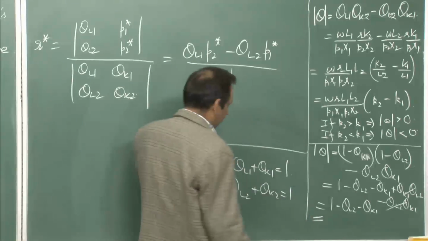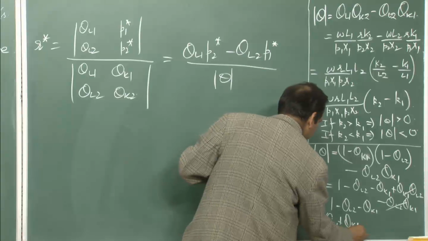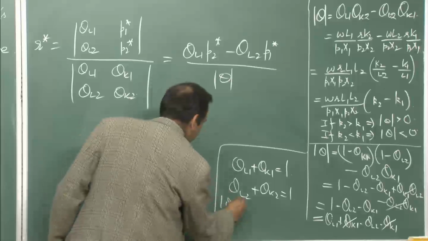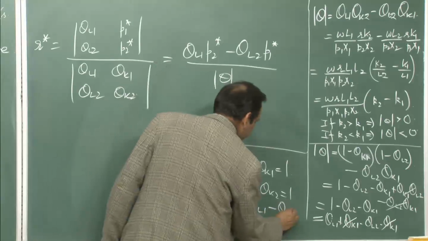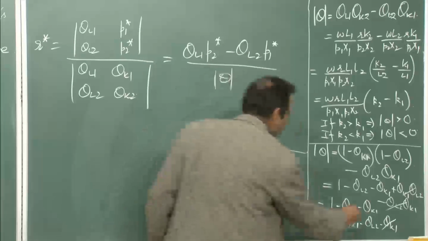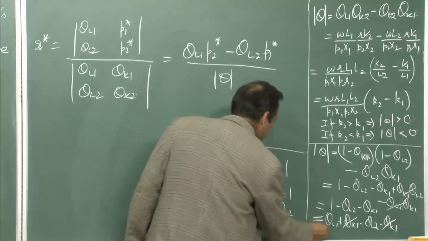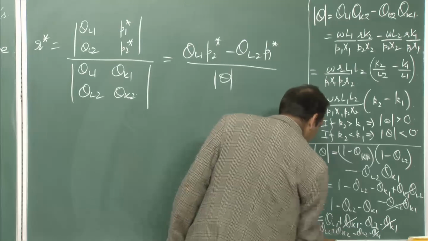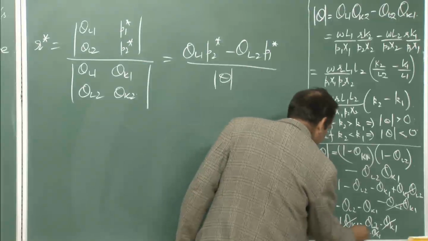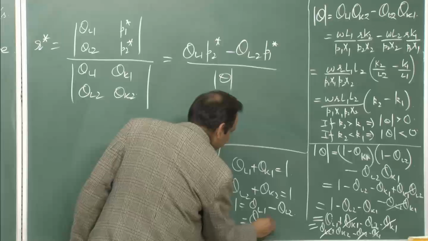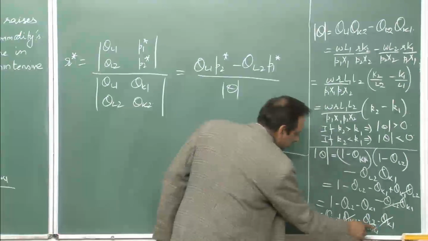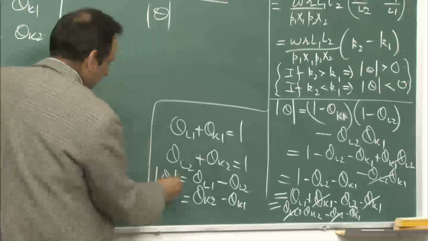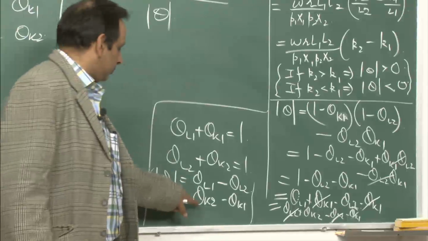So, if 1 is replaced by the first, theta L1 plus theta K1 minus theta L2 minus theta K1, then determinant theta is equal to theta L1 minus theta L2. And if 1 is replaced by theta L2 plus theta K2, then theta L2 and theta L2 cancel. So, you get theta K2 minus theta K1. So, please note these two sets of results: determinant theta is equal to theta L1 minus theta L2, and theta K2 minus theta K1.